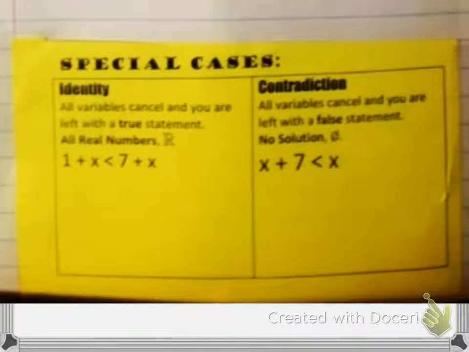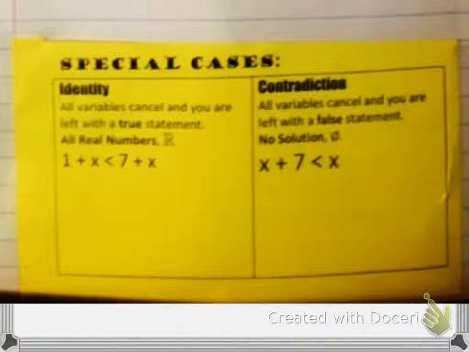Alright, so now moving on to the notes that are on the yellow paper there. There are times that the variables will all cancel out from both sides of the inequality. This also happens with equations. These are some special cases, and I wanted to go through those with you because you will come across some of those in your paper today and in the future.